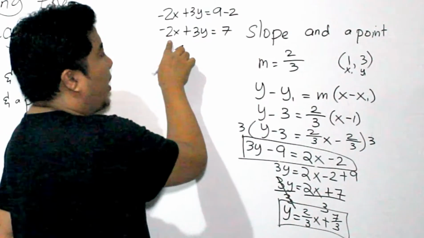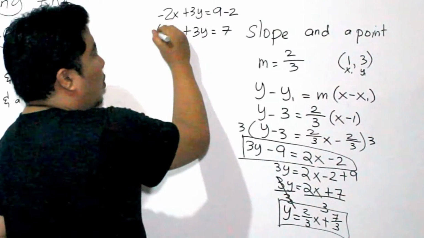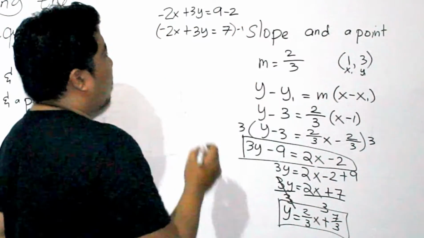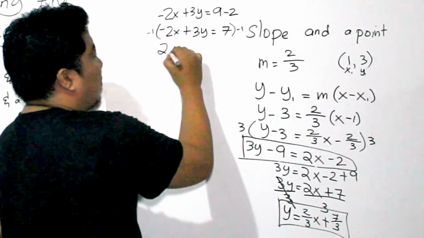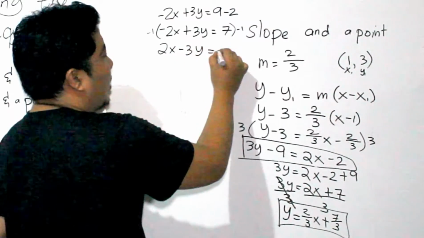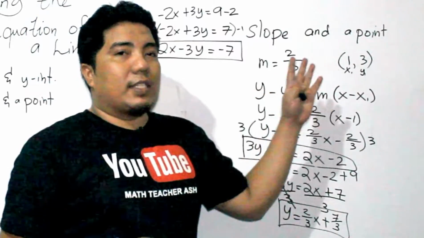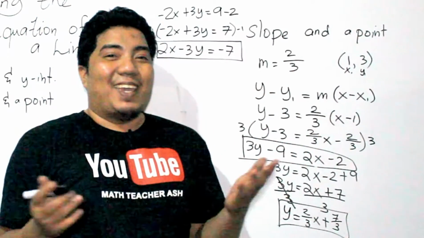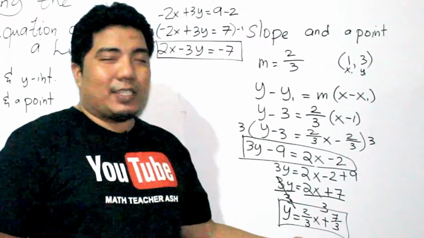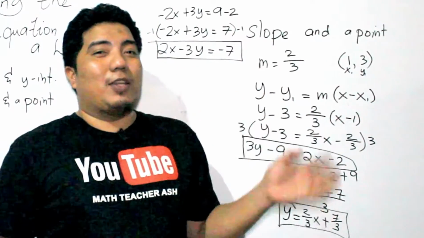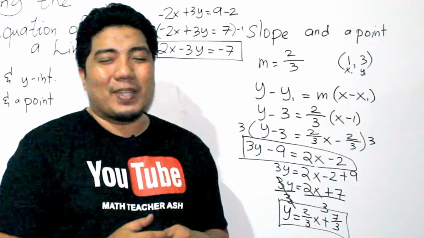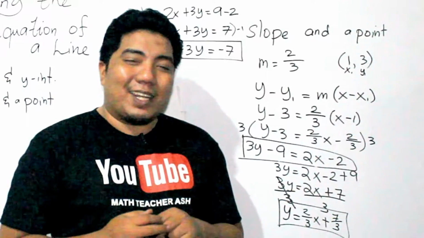And since your a here is negative 2, you just multiply the whole equation by negative 1, giving you positive 2x minus 3y is equal to negative 7. And that is your standard form for this given equation. Easy, right? So whether your answer is this one or your answer is this one, you are still correct. Now, let us go to the example.